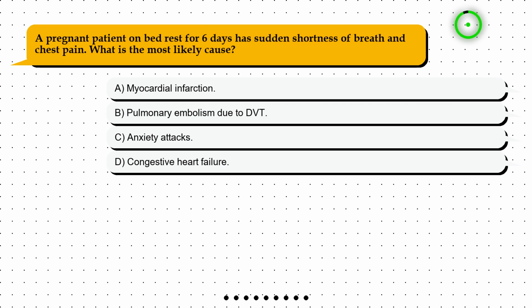Question 8. A pregnant patient on bed rest for 6 days has sudden shortness of breath and chest pain. What is the most likely cause? Option A. Myocardial infarction. Option B. Pulmonary embolism due to DVT. Option C. Anxiety attacks. Option D. Congestive heart failure.